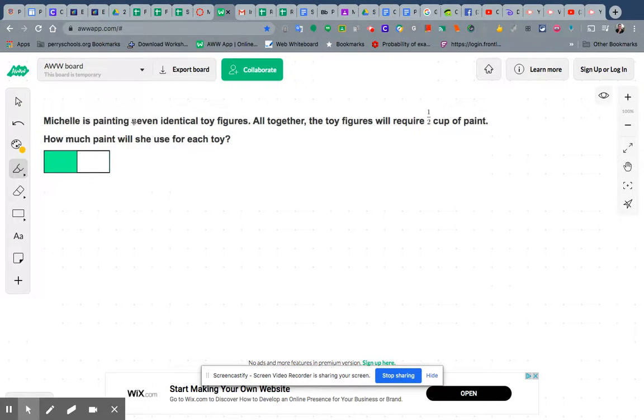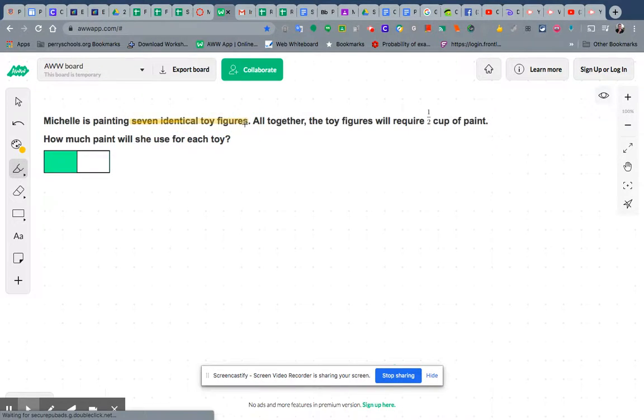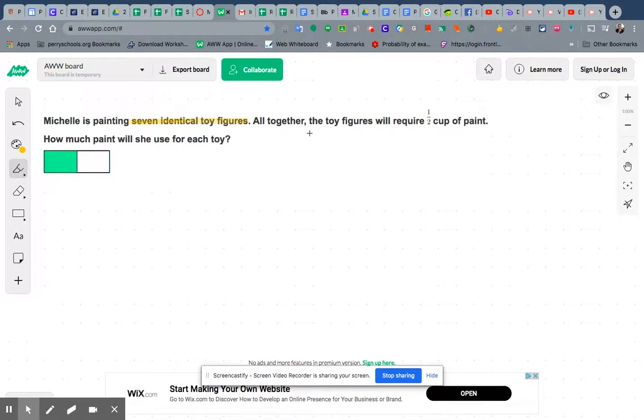Michelle's painting 7 identical toy figures. Okay, so I got 7 figures. Altogether, the toy figures will require half a cup of paint. So I'm going to take half of this cup of paint here and use it to do these 7 identical toy figures.